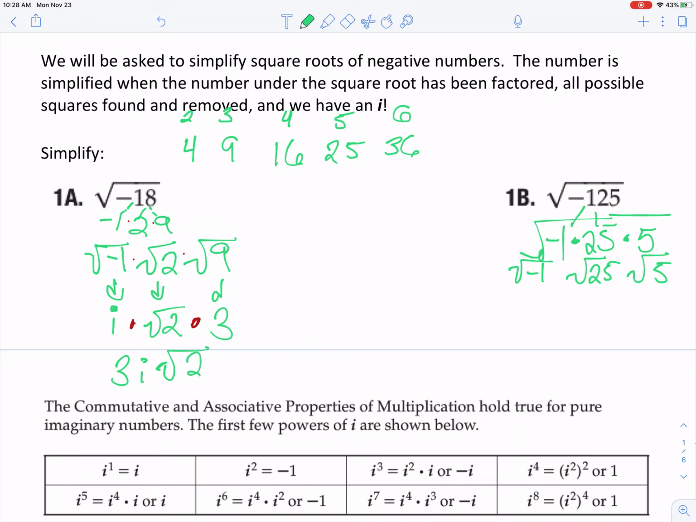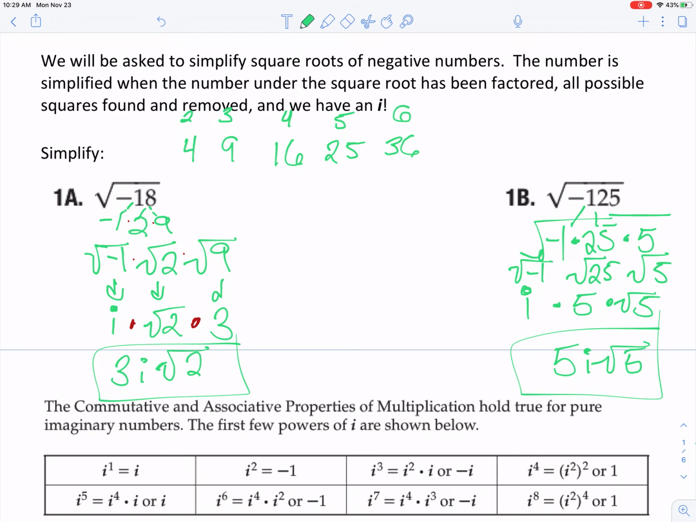The square root of -1 is i. The square root of 25 is 5. And the square root of 5 is an ugly decimal, so I'm just going to leave it as the square root of 5, making my final answer 5i square root 5. Do you notice that both times I write i after the coefficient, the nice happy 3, 5 whole number there?